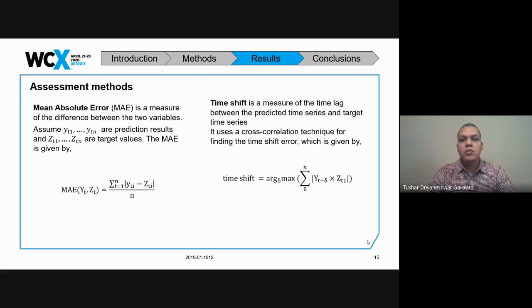Now, I want to talk about assessment methods. The results are assessed based on MAE. We also considered time shift, which uses a cross correlation technique for better assessment. Mean absolute error is a measure of difference between two variables. It is formulated here. The time shift is a measure of time lag between the predicted time series and the target time series. It is formulated below.